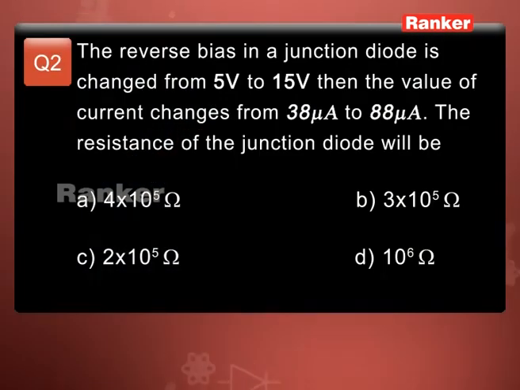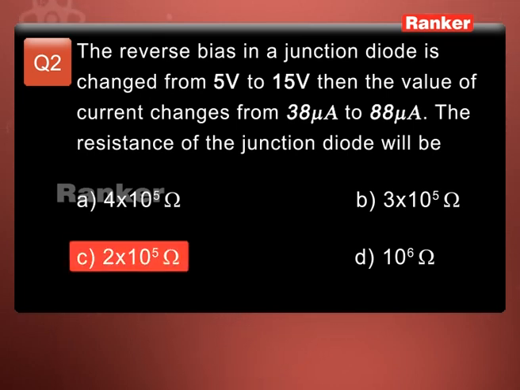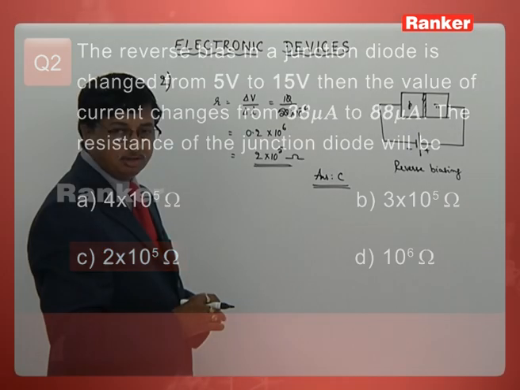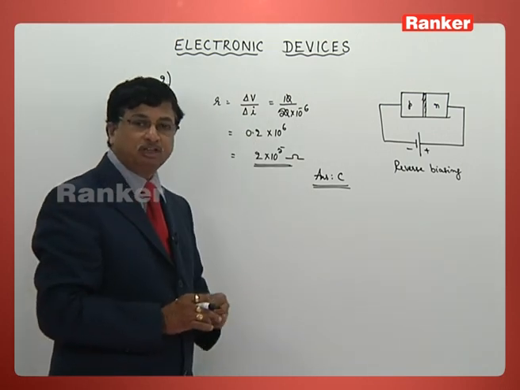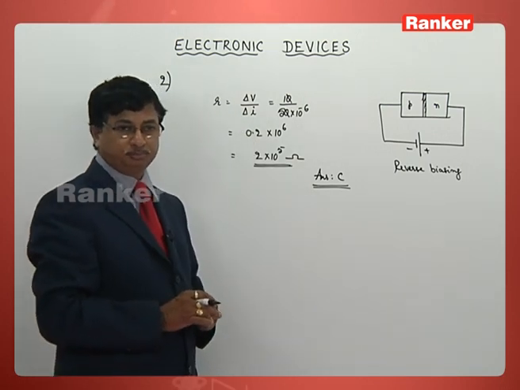So if you take 2 into 10 power 5 ohm, this option is tallied with C. The third option is tallying with this value what has been calculated by us. So the correct answer for this problem is C, that is problem number 2 for us.